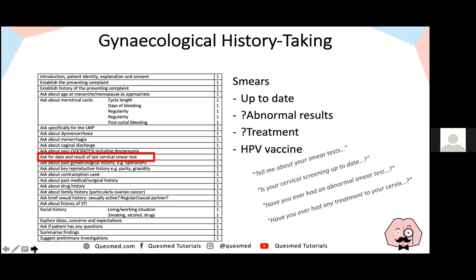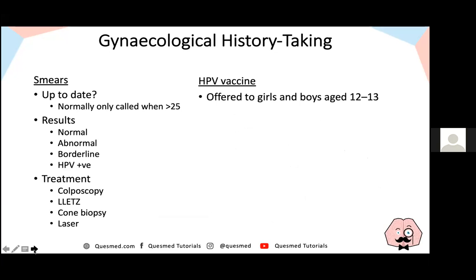We want to specifically ask about smear tests. We want to ask if their smear tests are up to date, and be mindful of the fact that people are only called for a smear test over the age of 25 in this country. I also ask them if they have the results of previous smear tests. So have they all been normal? Have they ever had an abnormal smear? Have they ever needed any treatment to their cervix? And in people under the age of 25, I do ask them about the HPV vaccine.